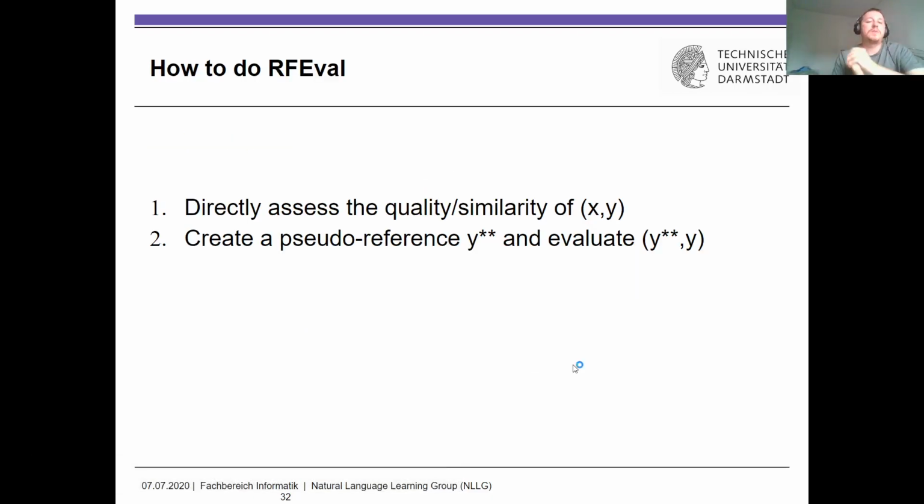How can we do reference-free evaluation? So basically, we think there are two approaches. The first one is we just directly, with some technique, assess the quality or similarity of X and Y. And the second approach is we somehow are able to generate a pseudo-reference Y double star, and then go back to the standard reference-based case where we compare Y double star to Y. And in this case, Y double star takes the role of our original human reference, Y prime.